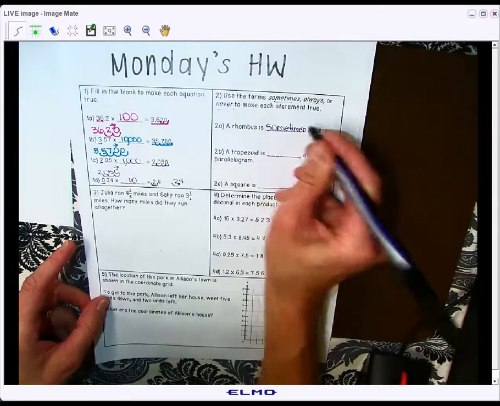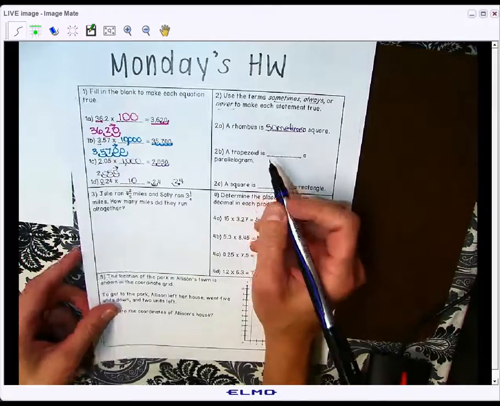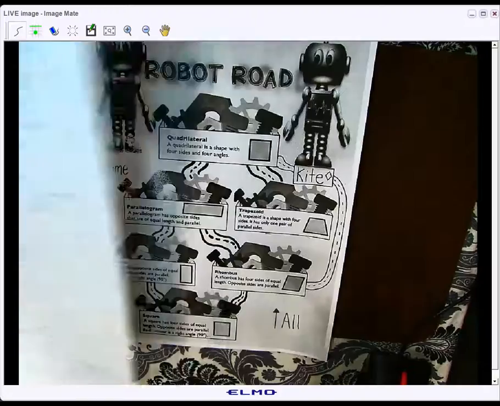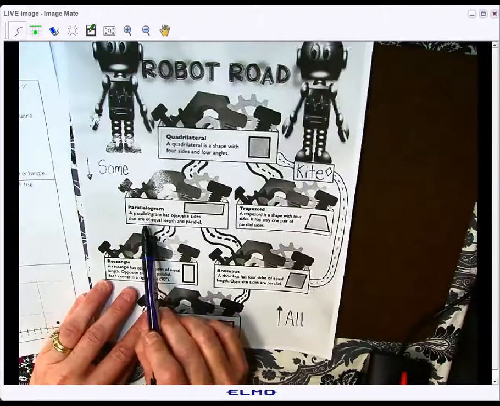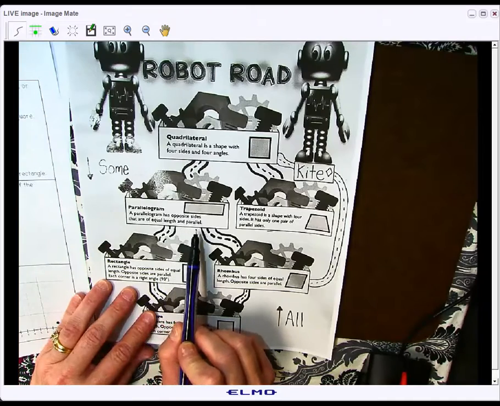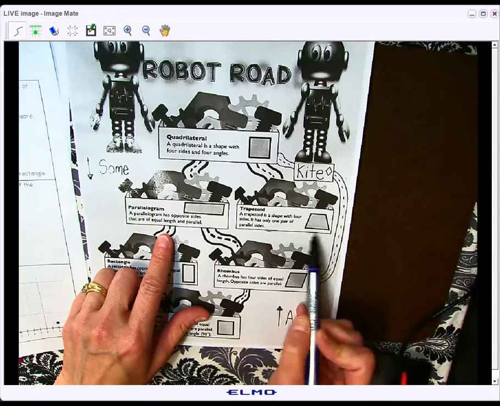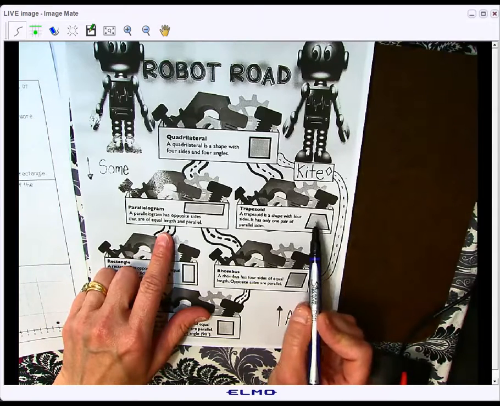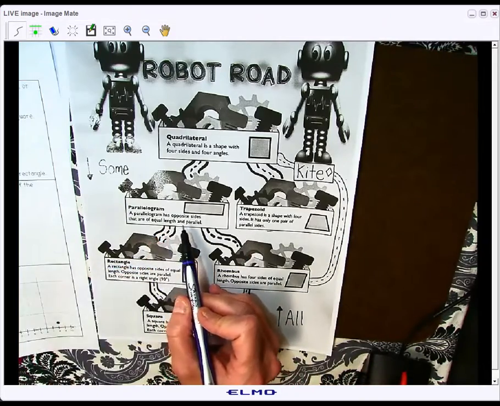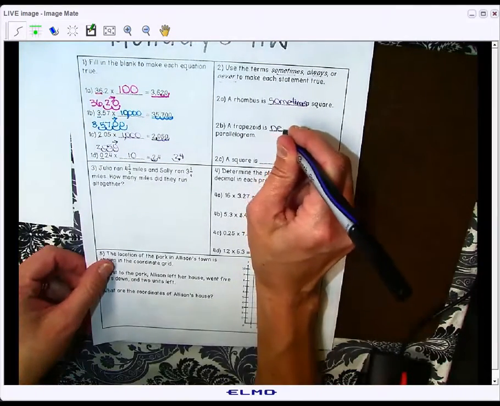Okay, the next one is a trapezoid is blank a parallelogram. Well, we have to know what a trapezoid is and what the characteristics of a parallelogram are. So if we look here at the parallelogram, it has opposite sides of equal length and that are parallel. Well, we do have one pair of parallel sides, but they are not of equal length. So it does not match the description for a parallelogram. So a trapezoid is never a parallelogram.